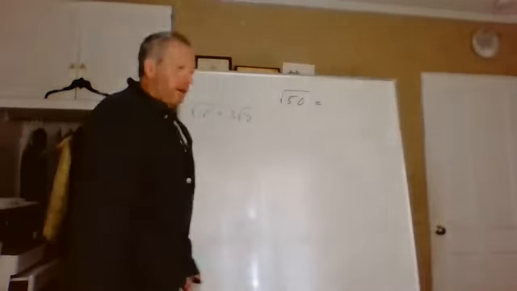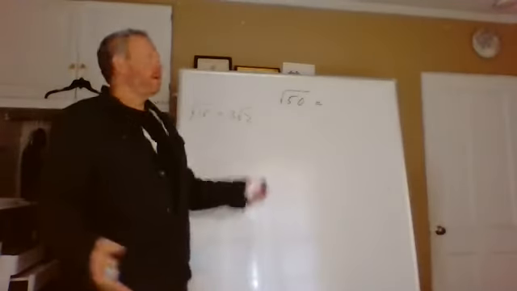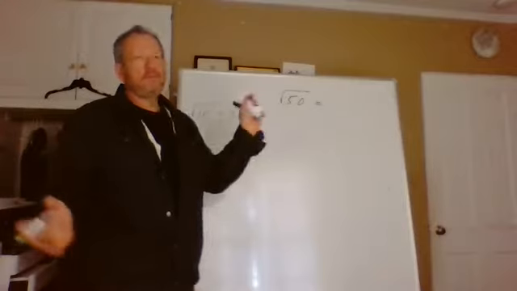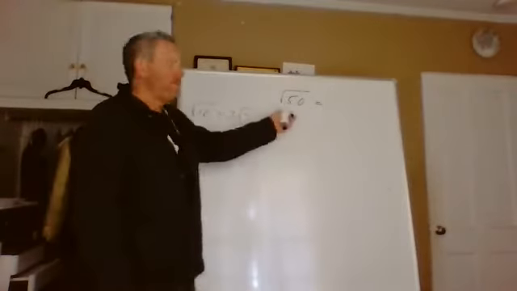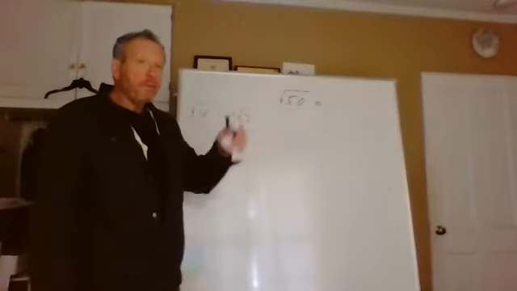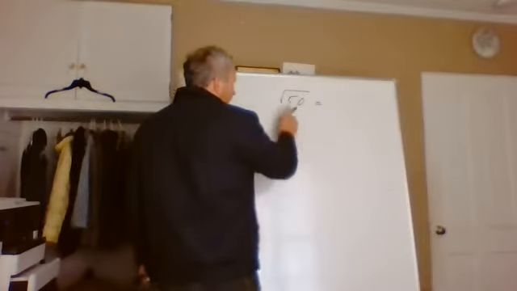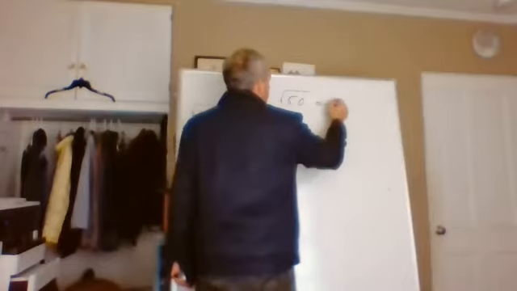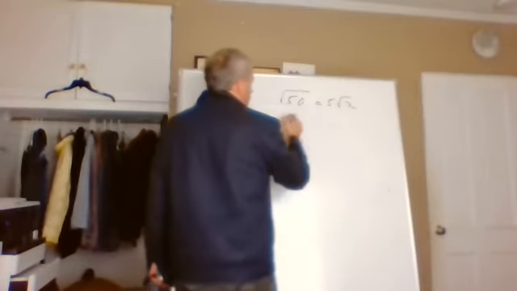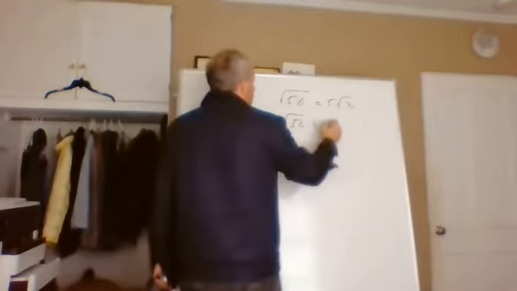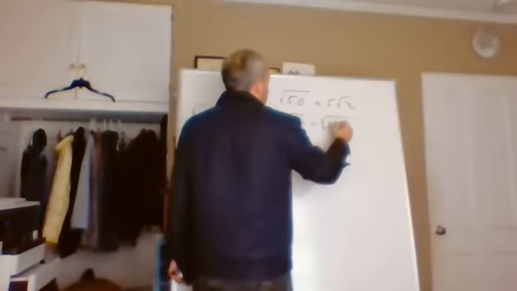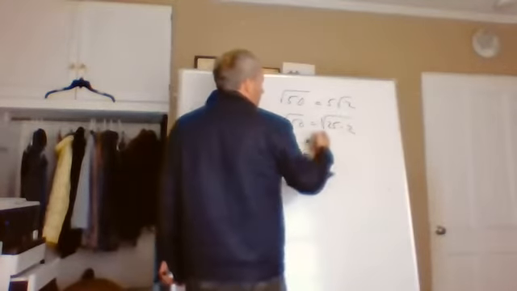If it's an old style calculator, it'll give you some decimal approximation, 7 point, I don't know, whatever, because 7 squared is 49, so it'd be a little bit more than 7. But if you have a newer style calculator, this will say 5 times the square root of 2, because what it's doing is saying the square root of 50 is the square root of 25 times 2, and the square root of 25 is 5, and so that's where that comes from.